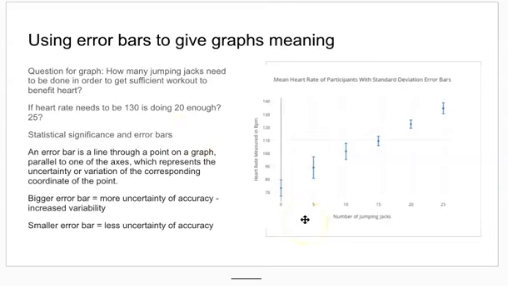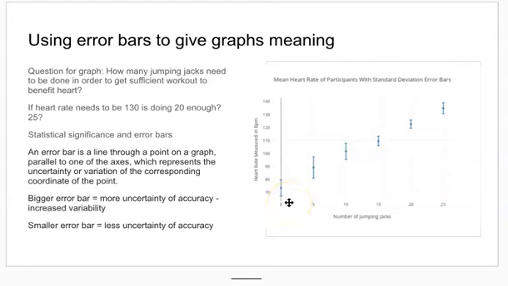doing 20, is that going to be enough to get them to 130, okay? And it's not, okay? It's not. How about if they do 25? Does that get them to 130 or above? Yes. But let me ask you a different question, okay? Let me ask you a different question a different way.